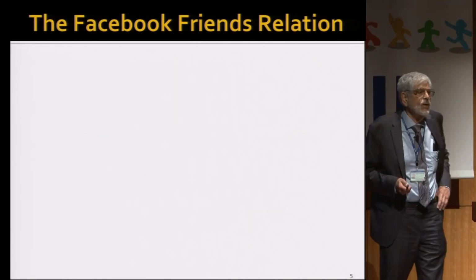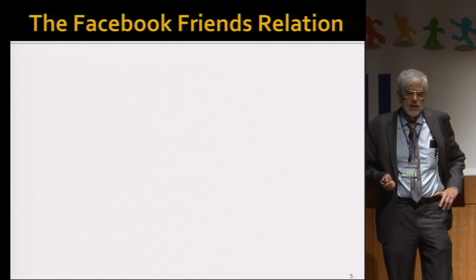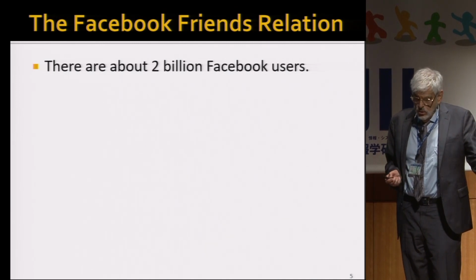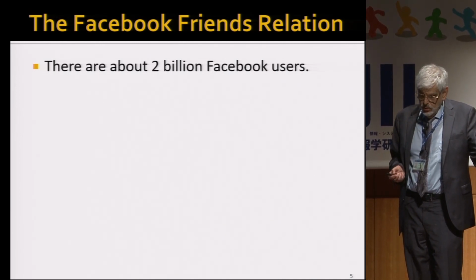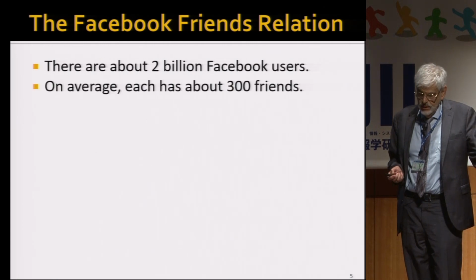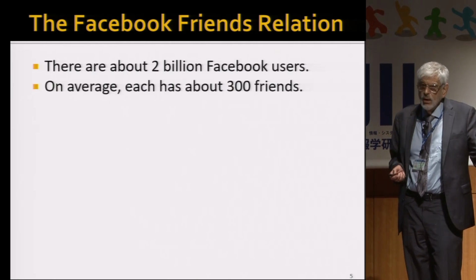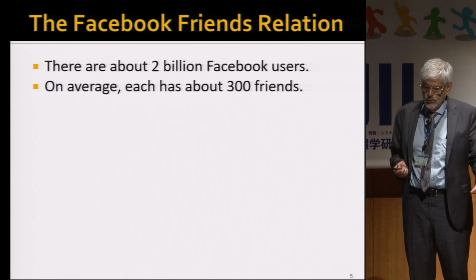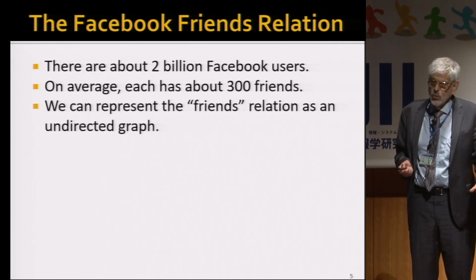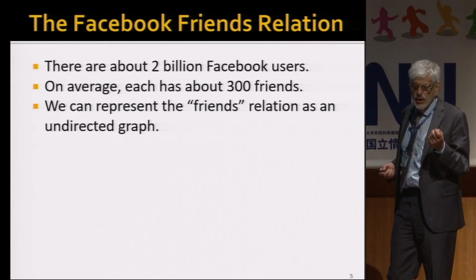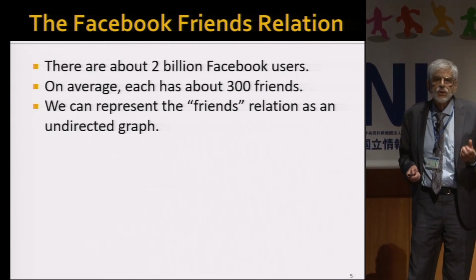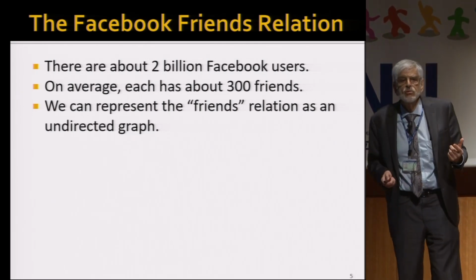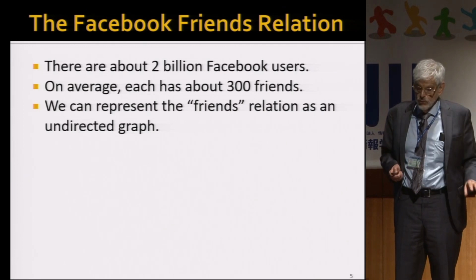Okay, now I want to talk about a bigger relation, so big I can't show it to you. There are about 2.3 billion Facebook users. Let's call it 2 billion. The average Facebook user has about 300 friends. So we can think of the friends relation as if it were a graph. The nodes of the graph are the people, and there's an edge between two nodes if they are Facebook friends.